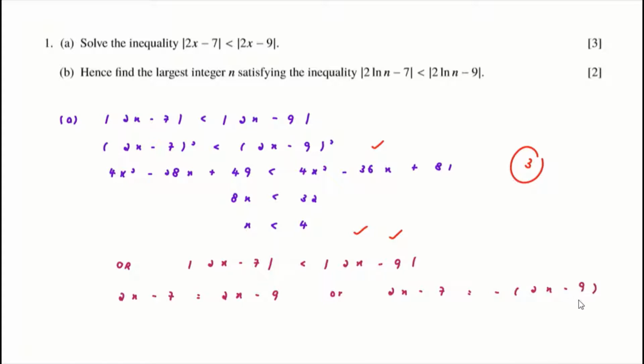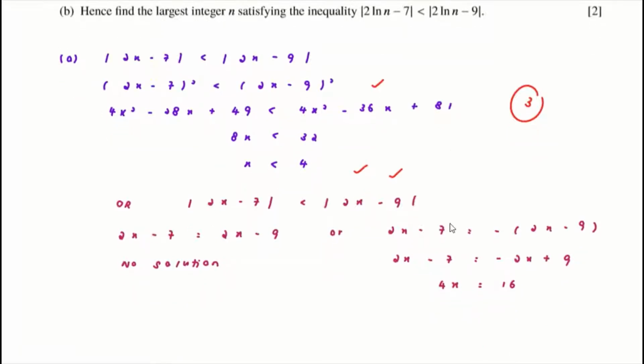For the first one, you realize that you will get 2x minus 2x, so in this case you can't actually solve it. No solution for this part. Then for the second one, when you solve it, you get 2x minus 7 equal to negative 2x plus 9. After you move terms over, you get 4x equal to 16. So in this case, x equals 4.